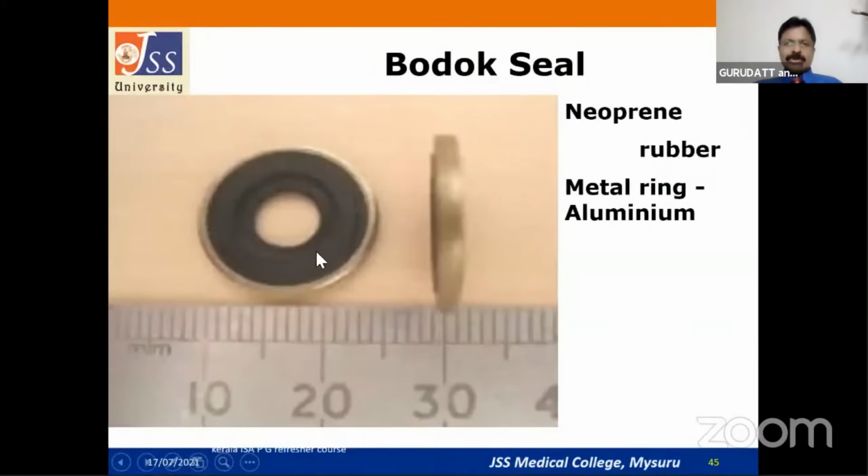I was telling you about the Bodok seal, and usually you will be asked what material the Bodok seal is made of. The Bodok seal is made of neoprene rubber, which is a very thick rubber, and it will not give way very easily. It also has a metal aluminum ring. Because of the neoprene and the metal ring, wear and tear is minimal, and these Bodok seals have a long life. One more question that can be asked is, can I use two Bodok seals? You should always say you should never use two Bodok seals. Even if there is a leak, you will have to know why there is a leak. Use only one Bodok seal, because if you use more than one, you can nullify the pin index safety system. That is what the answer should be.